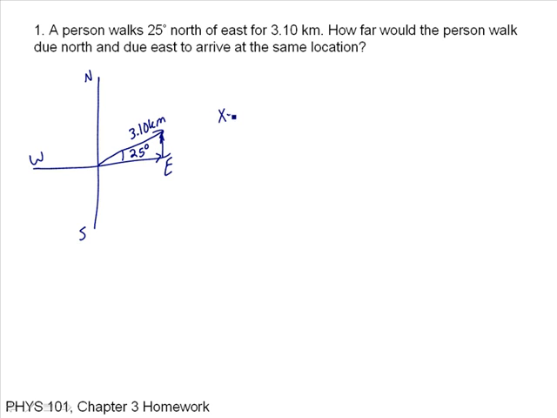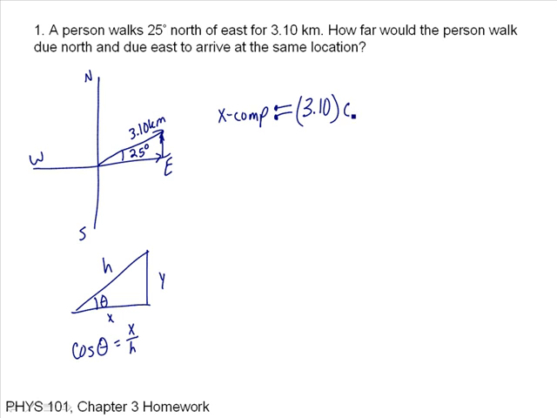So first I'm going to start with the x component of the vector. Now if I have this triangle, this is x, this is y, this is h, this is my angle theta. The cosine of the angle theta is adjacent over hypotenuse, so that's x over the hypotenuse. So if I want to find that x component, it's going to equal the hypotenuse, which is 3.10 kilometers, times the cosine of the angle, which is 25 degrees, and we find that's equal to 2.8 kilometers, and it's to the east because it's positive. If it were negative, it would be to the west.